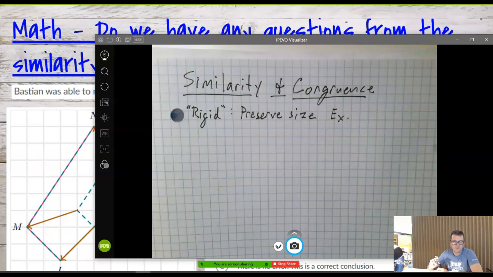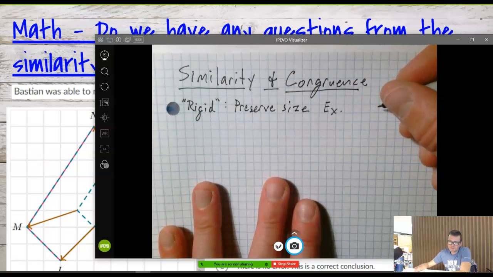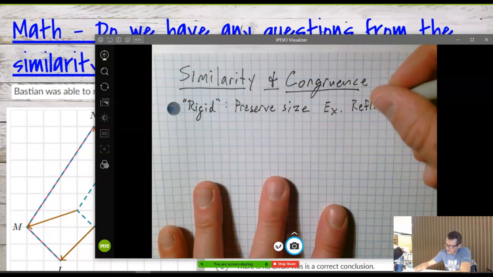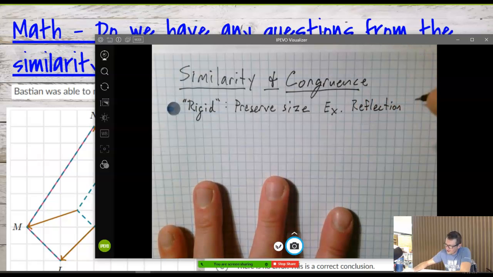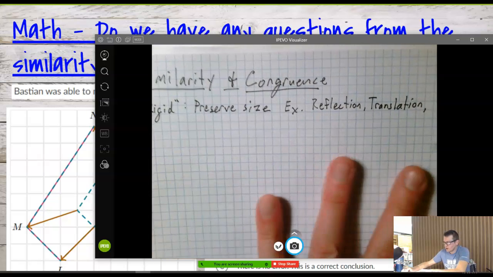There you go. So, for example, what are rigid transformations? What did we talk about in that activity in Desmos? What's reflection, translation, and rotation? Yeah, so a reflection keeps size, a translation, which people also call slides. Reflection, translation. You also said rotation.